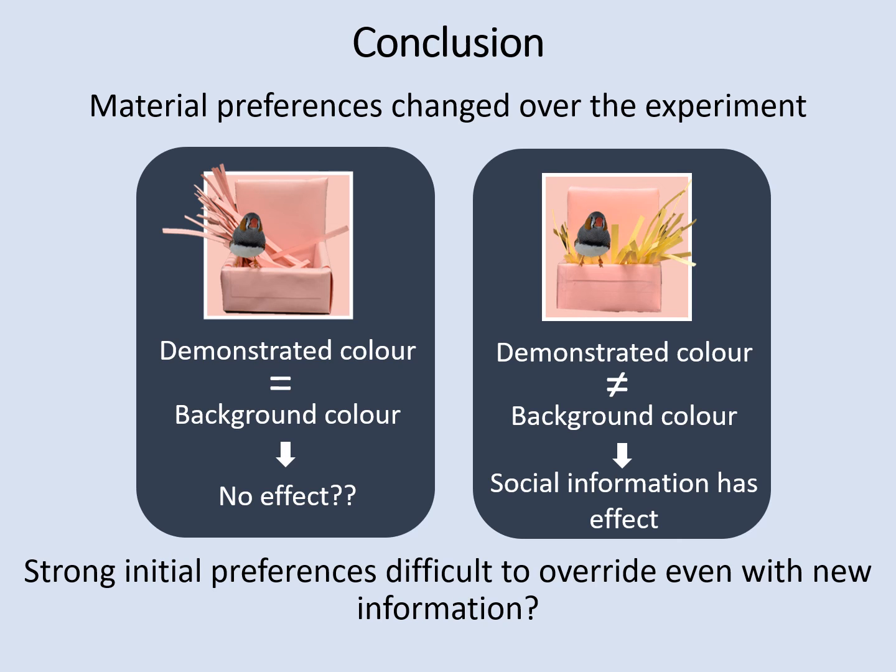One feature which we did notice and could have possibly influenced our results was that there was a group-wise initial preference for pale green in majority of our birds. Such strong initial preferences could be hard to override by social or asocial factors.